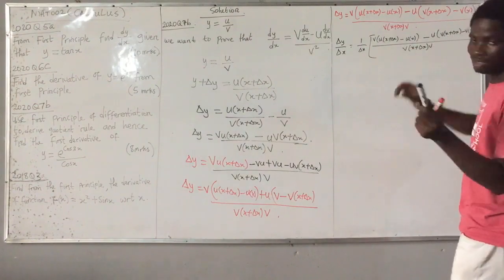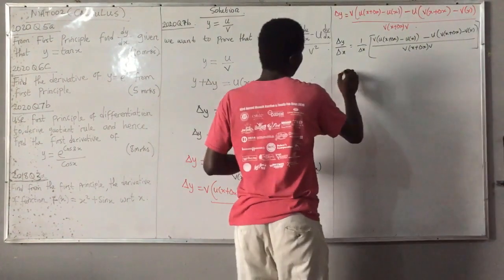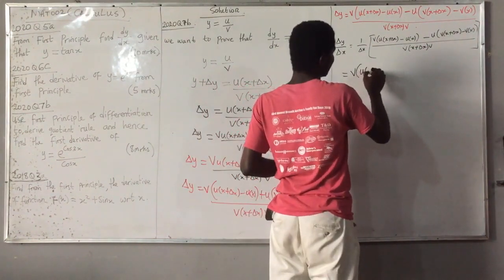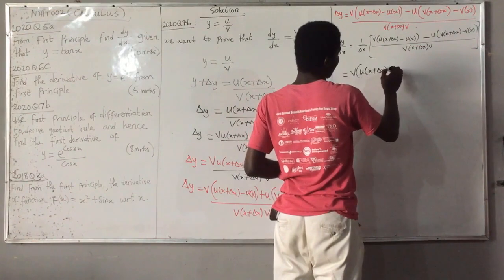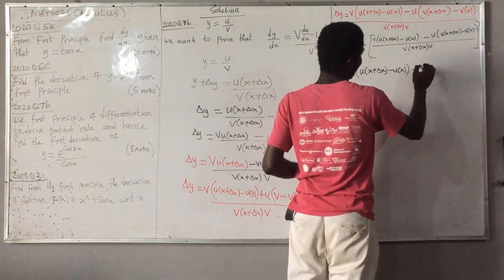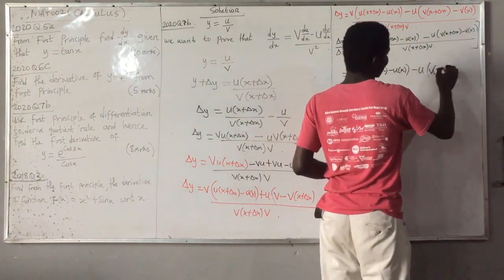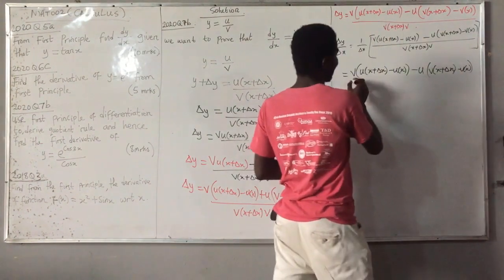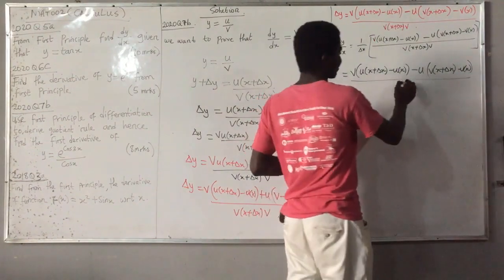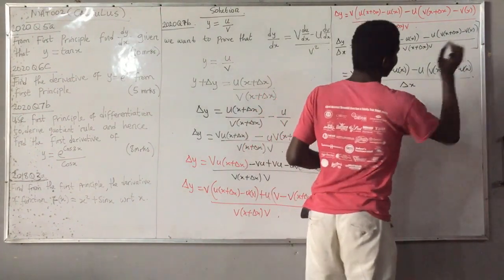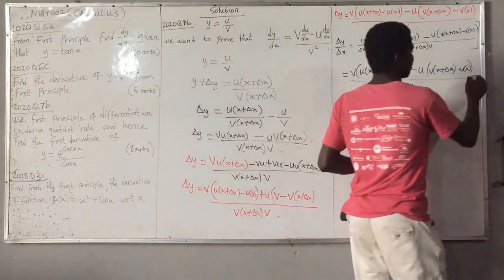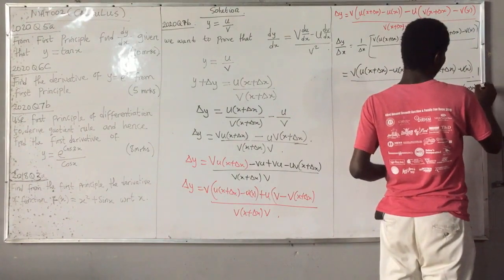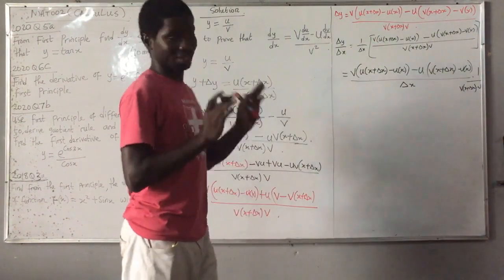Though I say this one is fast, look at what I'm going to do now. It's still the same thing. All this up one: v times u of x plus delta x minus u of x, minus u times v of x plus delta x minus v of x, right? I'll divide everything by what? Delta x. Multiply by 1 over v of x plus delta x, then v. Do you get that? That is what I have done.